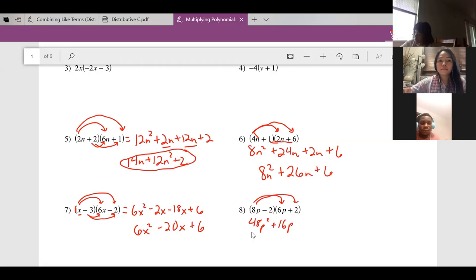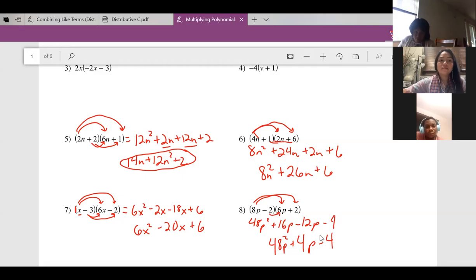Notice these are not like terms, because 48p squared has an exponent and 16p does not. Then I'm going to distribute the negative 2 times 6p, and get negative 12p. And negative 2 times positive 2 is negative 4. Now my like terms are 16p and negative 12p, so if I combine those, I get 4p. And negative 4 doesn't change, it just stays the same. And your 48p squared isn't going to change, that stays the same. Okay, any questions on that?